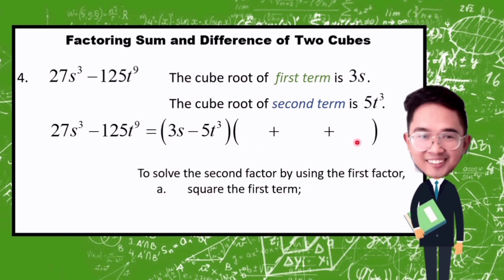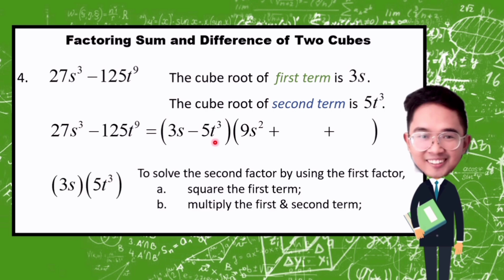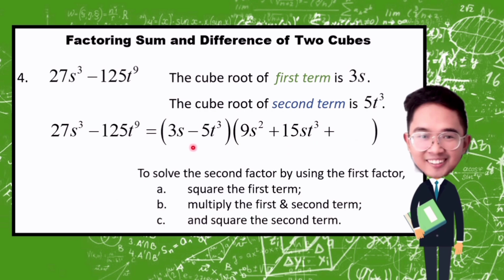To find the second factor, we are going to use the first factor. We need to square the first term. The quantity of 3s to the power of 2 is equal to 9s squared. To solve for the middle term, we need to multiply the first term and the second term. 3s multiplied by 5t cubed. And the answer is 15st cubed. And for the last term, square the second term. The quantity of 5t cubed to the power of 2 is equal to 25t raised to 6.